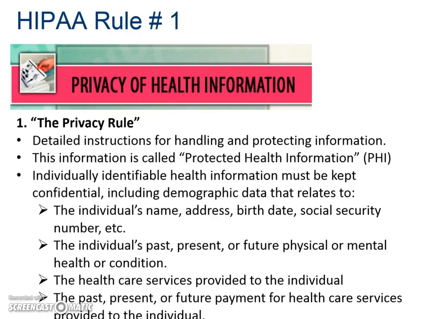How is your health information private? Well, there are detailed instructions for healthcare providers about how and when they can provide your information. We call the information about you PHI, Protected Health Information. Again, that talks about your name, your address, your birth date, the things we just discussed.